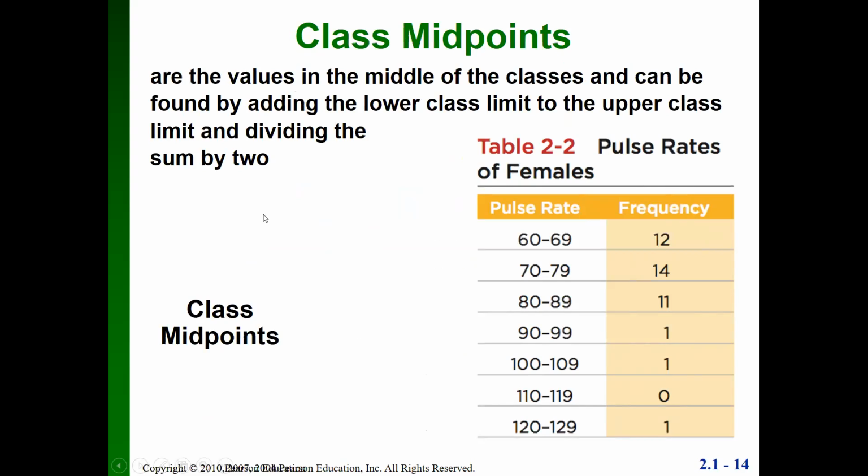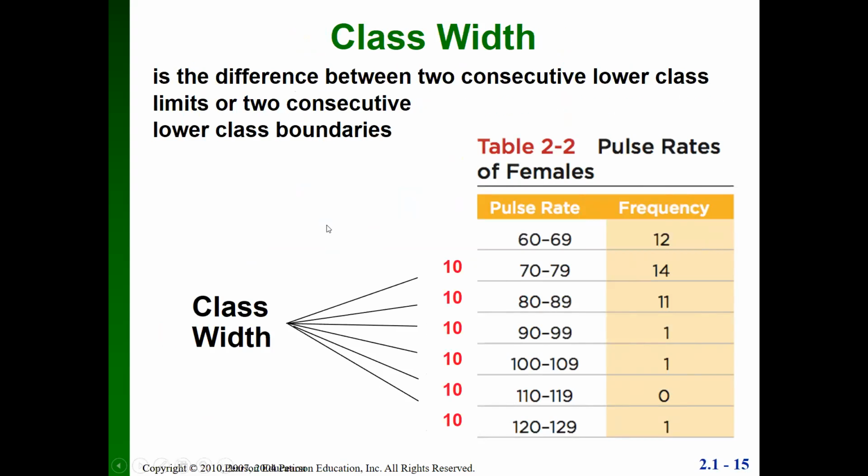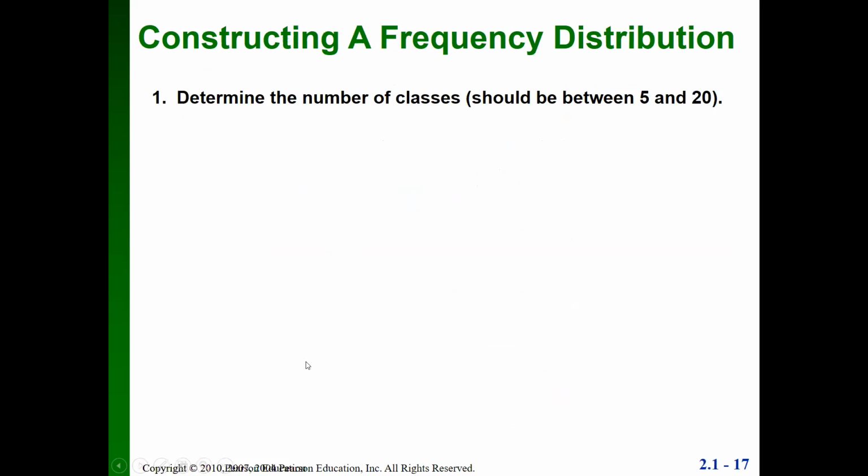The midpoints are basically add up the lower and upper range and divide by 2. So 60 plus 69 is 129. Divide that by 2 is 64 and a half, etc. The class width is the difference between two consecutive lower class limits or two consecutive lower class boundaries. So we've got 60 to 70, 70 to 80, etc. The reason for using these is we can look at large data sets, and we can look at the nature of the data, and we have a basis now for constructing our graphs.